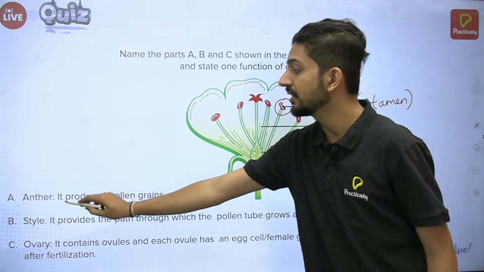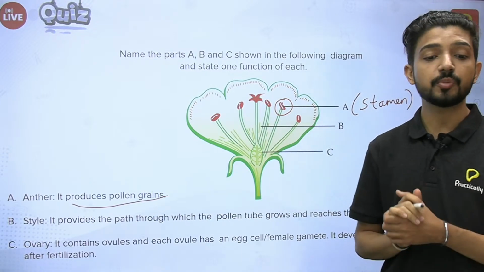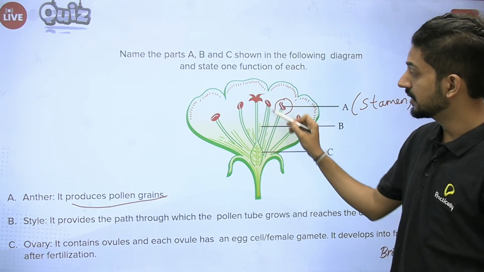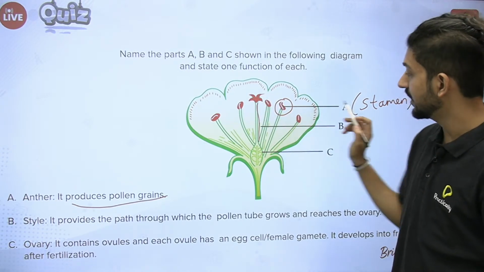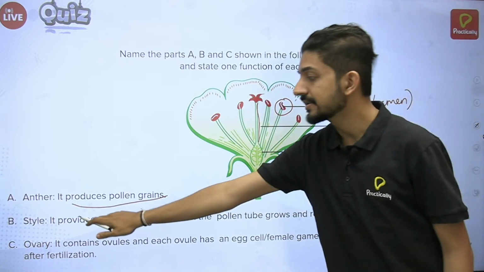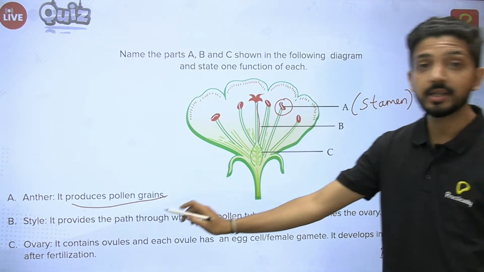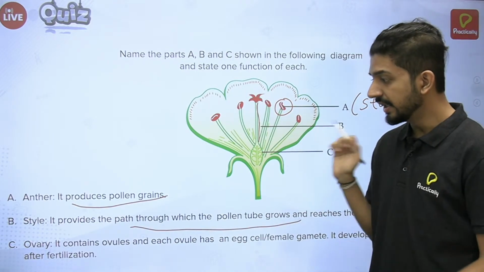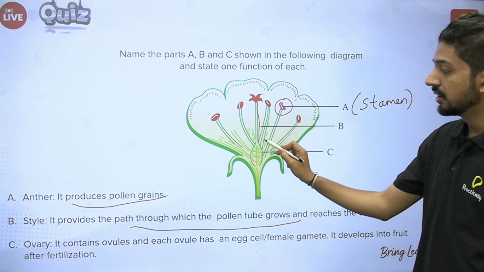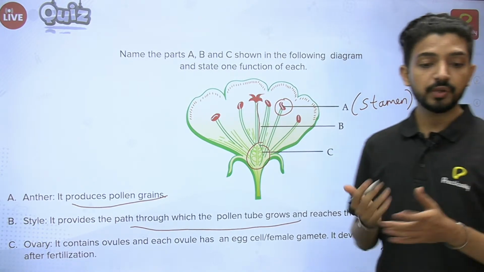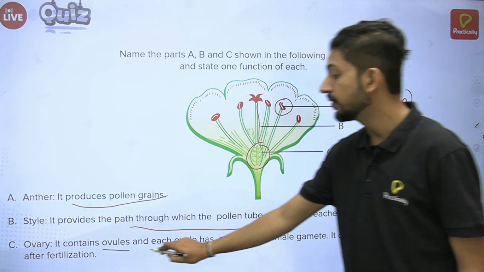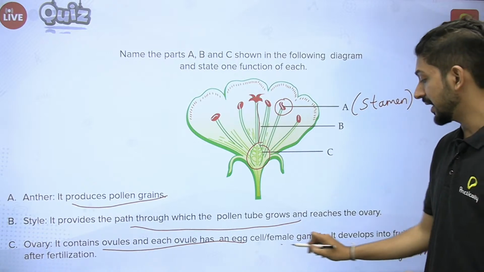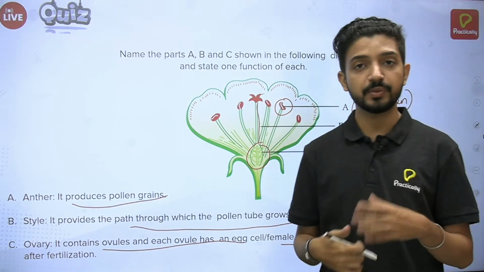So you will write anther and the function of it is to produce pollen grains. Then B, they have pointed out the long tube-like structure, that is the style. Style is a long tube-like structure which provides a path through which the pollen tube grows. And then C, they have pointed out the ovary. So ovary function we all know, it contains ovules and each ovule has an egg cell which contains the female gamete, which further develops into fruit after fertilization.